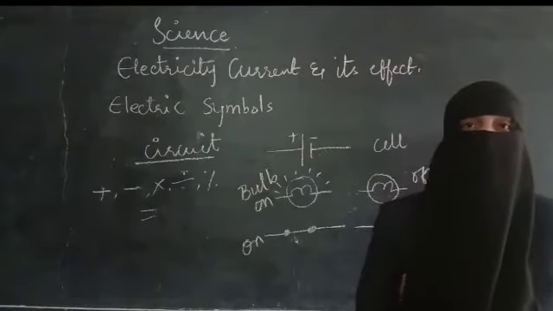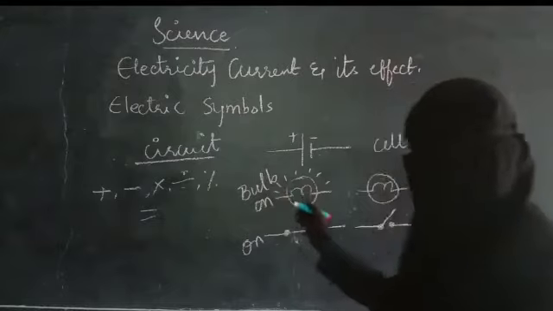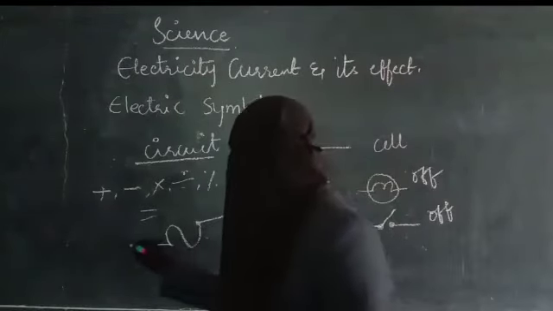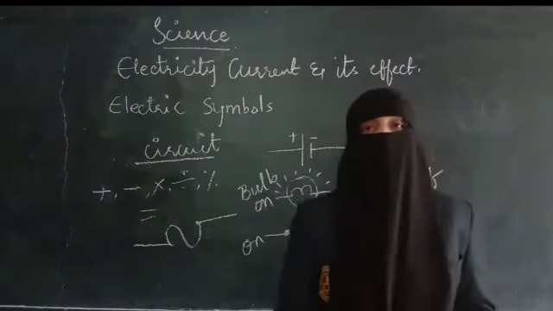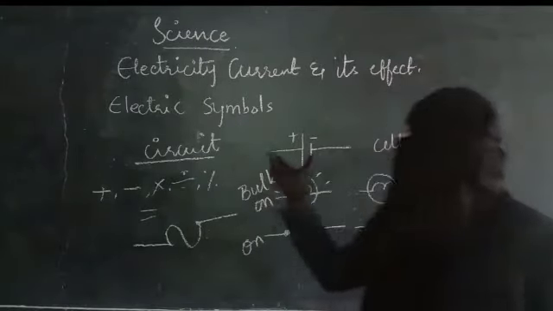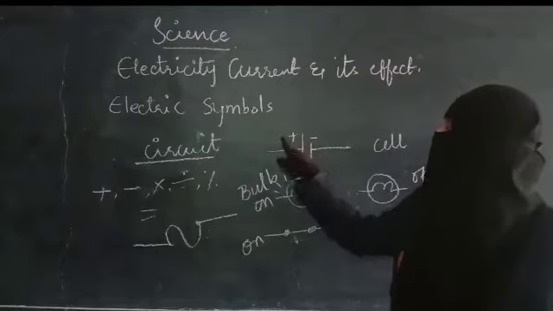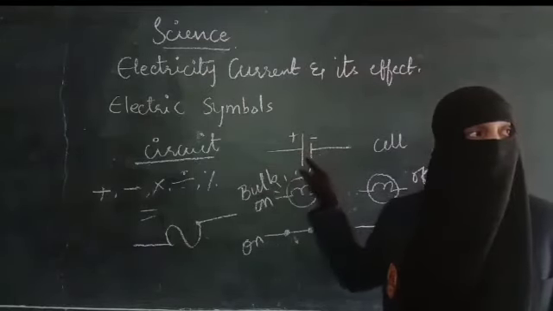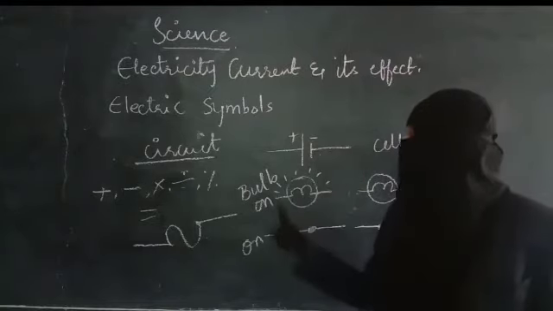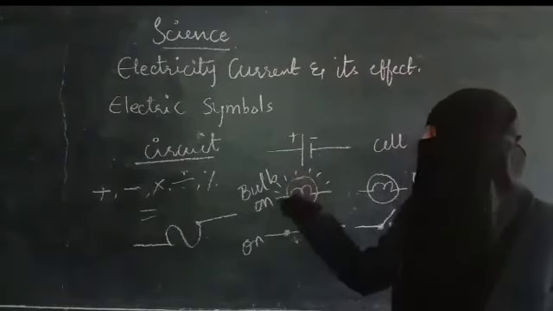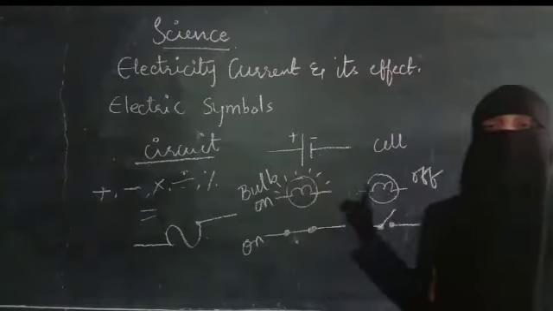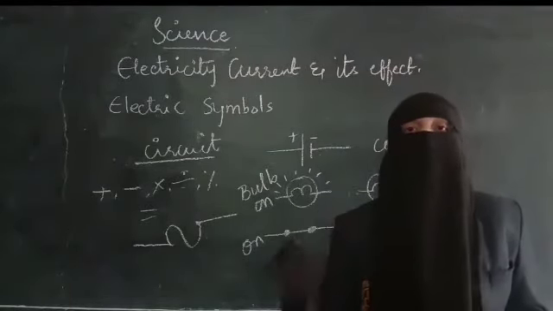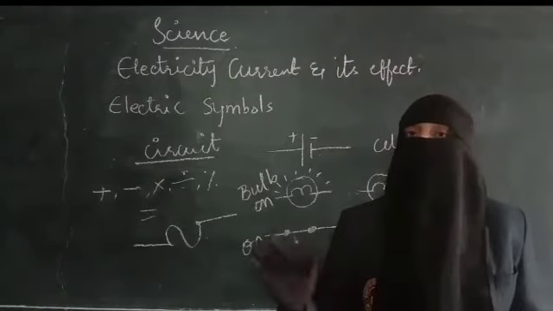And the next one is of a fuse. You know, a fuse is used in our home. A fuse is a safety device in the circuit. The cell is the source of energy. The long line indicates the positive terminal and the shorter line indicates the negative terminal. The bulb is in on position if it gives out light like this, and this is the bulb in off position. A switch is used to break or complete a circuit.